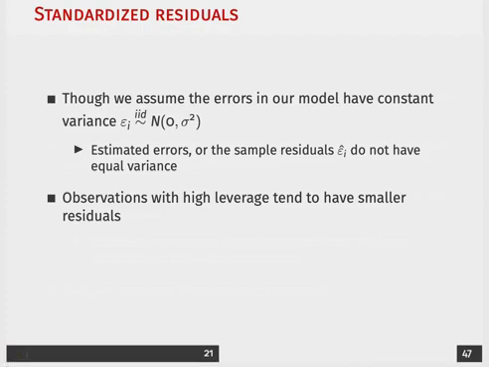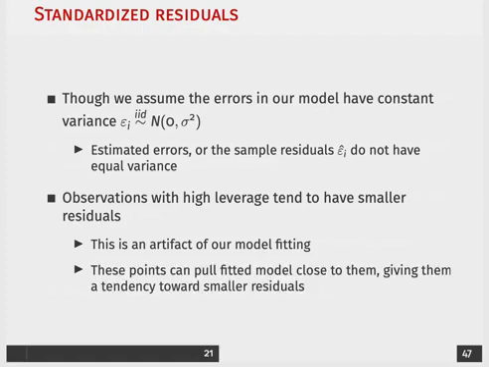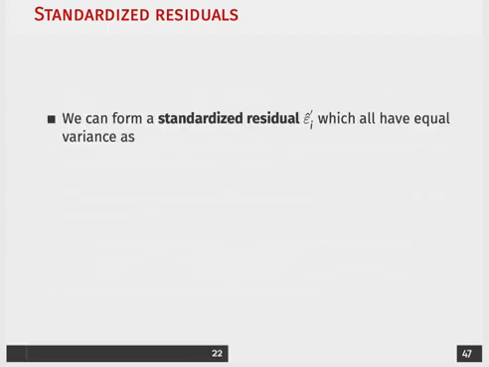Again, that's because they're pulling the regression closer to them. They're going to actually be closer to it because they're having such an impact on it. Again, this is an artifact of how we're fitting our model. These points can pull our fitted model closer to them, which is giving them a tendency toward having smaller residuals. So what we can do is form a standardized residual, which allows them to have all equal variance. And that way we can determine, again, which observation is potentially having undue influence on our fitted model.